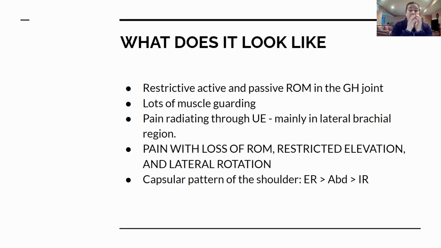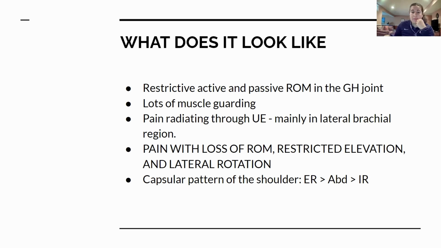Pain with loss of range of motion, restricted elevation, and lateral rotation. These are the big keywords here. As I was saying, loss of range of motion, can't lift it up, and we can't stretch it either. Restricted elevation, so that's because the inferior part of the capsule is getting messed up, and that's causing problems with abduction or flexion if we're thinking about the arthrokinematics of the shoulder joint. And so that's causing issues with them lifting their arm overhead, as I said before, and then lateral rotation. So that's the one that's going to start going first.